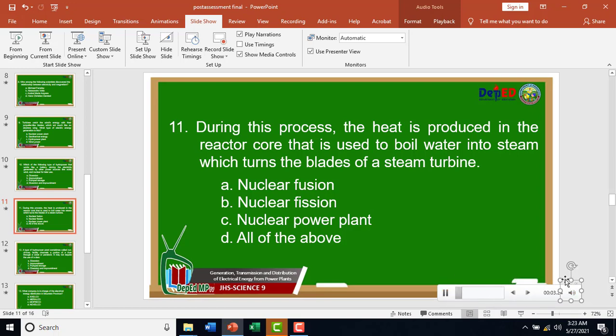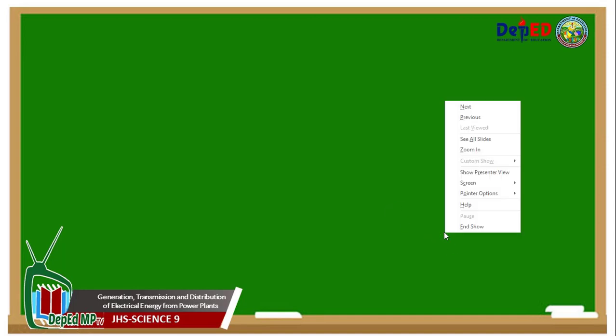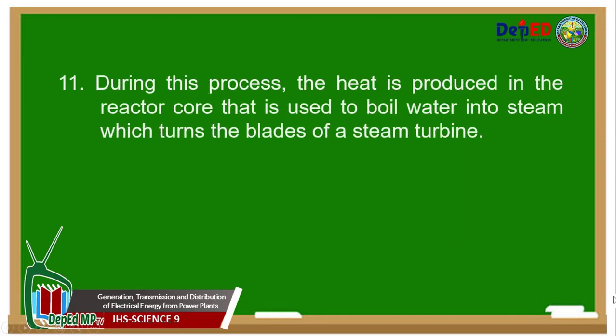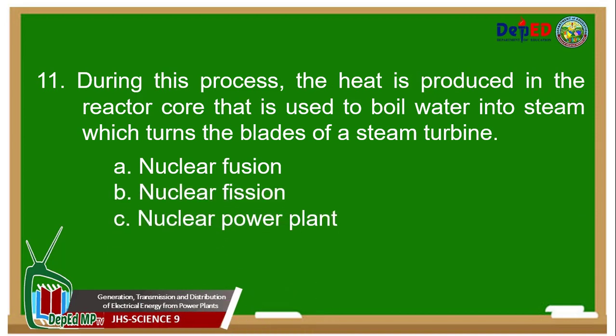Number 11. During this process, the heat is produced in the reactor, which is used to boil water into steam, which turns the blades of a steam turbine. A. Nuclear fusion. B. Nuclear fission. C. Nuclear power plant. D. All of the above.